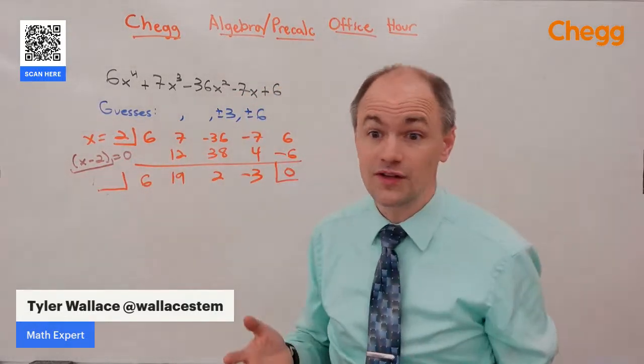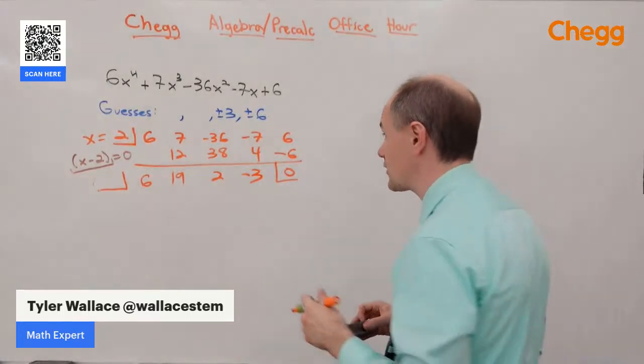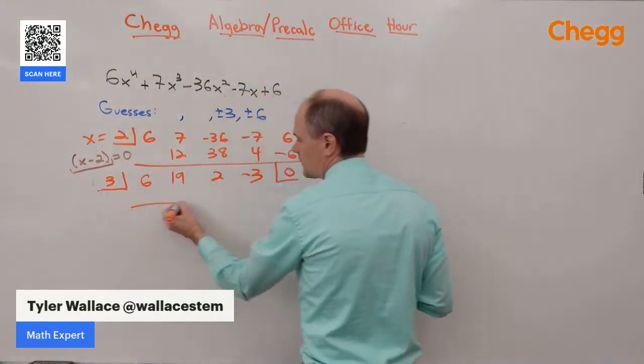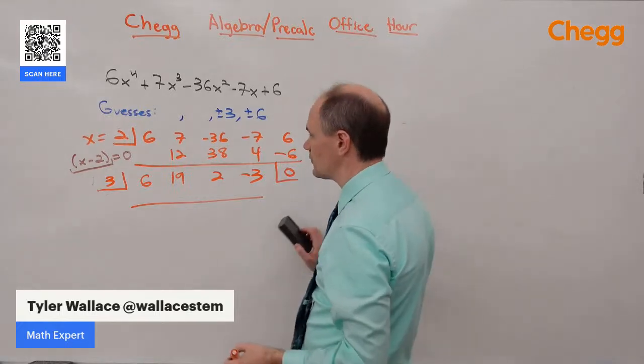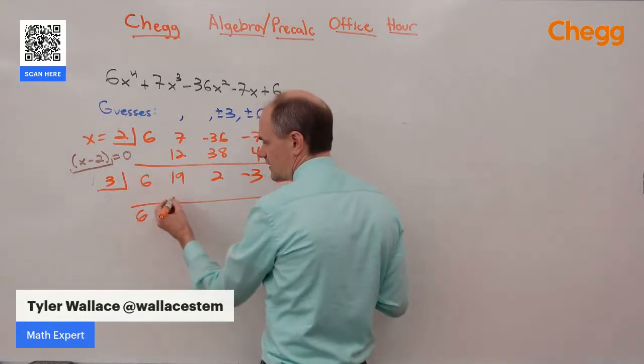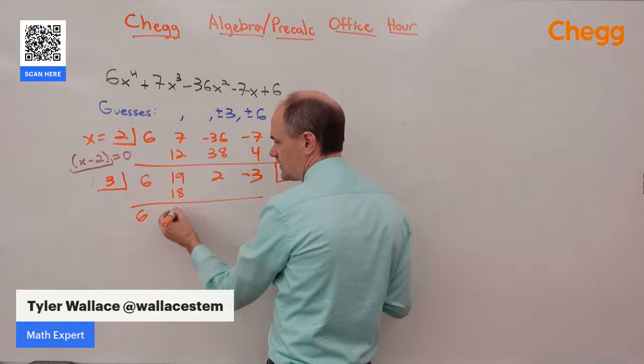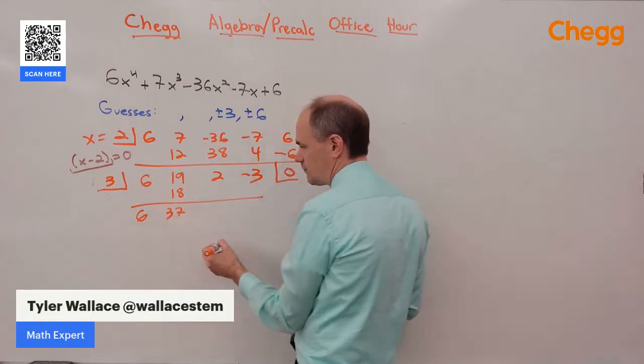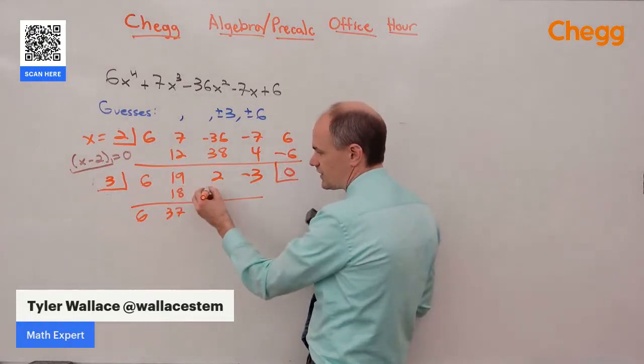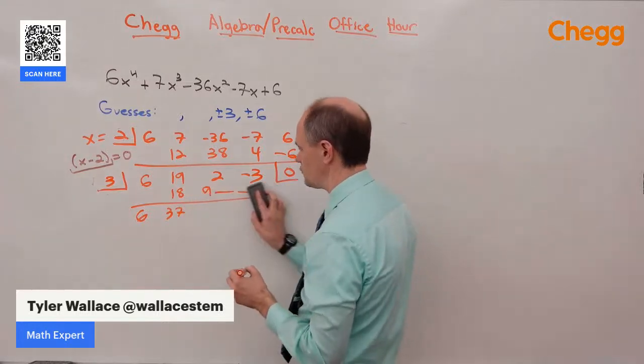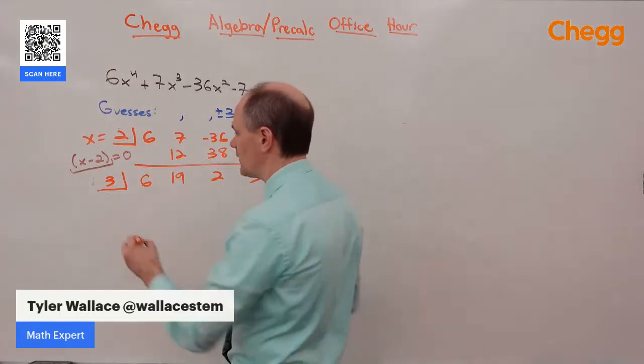Hopefully one of these works, because otherwise we have to deal with fractions, and I was hoping not to deal with fractions. That's what I get for just picking a number at random. Let's try the number 3. Bring down the 6. 6 times 3 is 18. This is 37. Boy, this is getting really huge. 37 times 3 is 90 and change. That's way too big. You can already tell we're not going to be able to make that work.